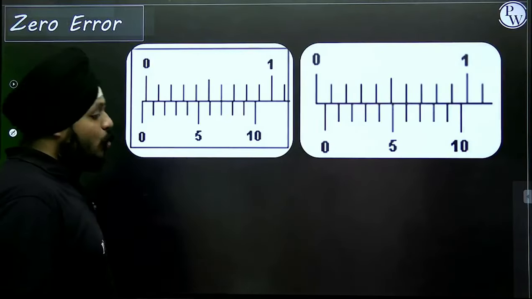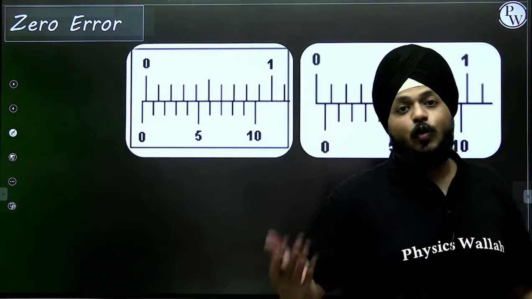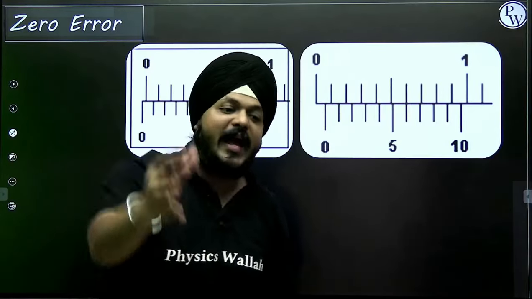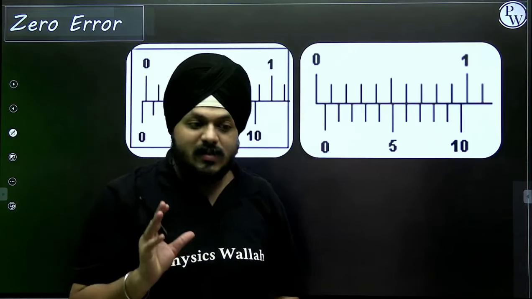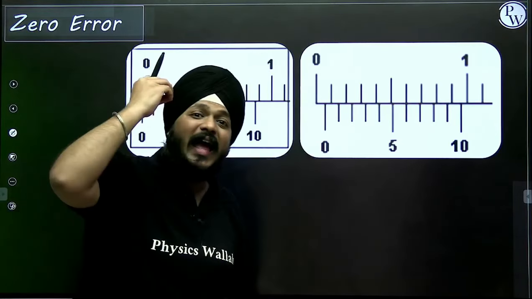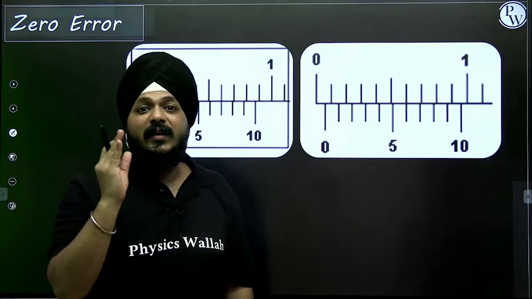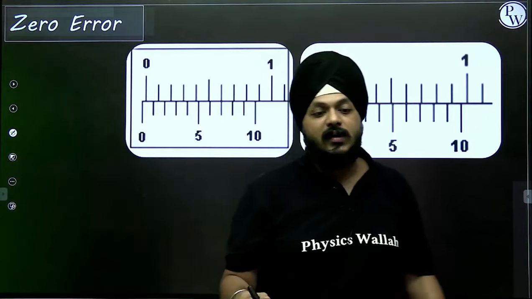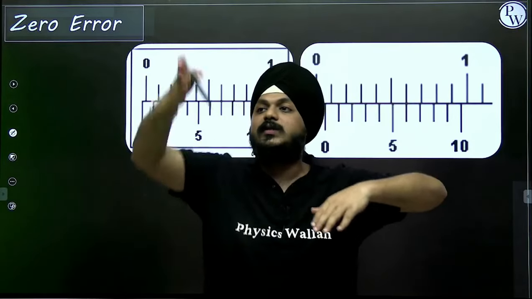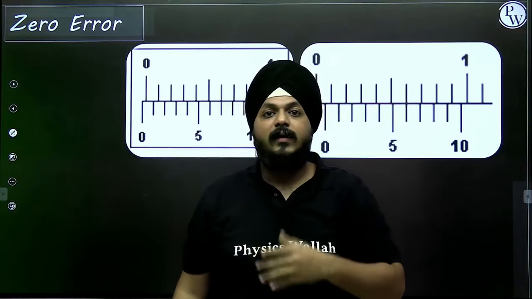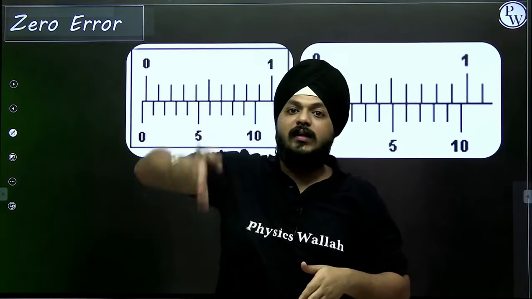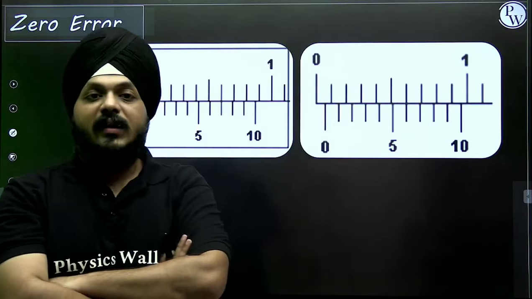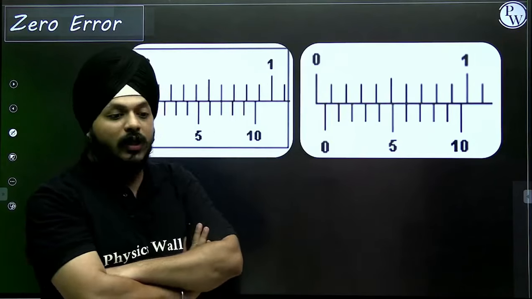Now, zero error. Basically, what is a zero error? Whenever the instrument is constructed, it is calibrated in such a way that the zero of the main scale always coincides with the zero of the vernier scale. See, this is a main scale, this is a vernier scale. The zeros are exactly coinciding. They are calibrated like that only.